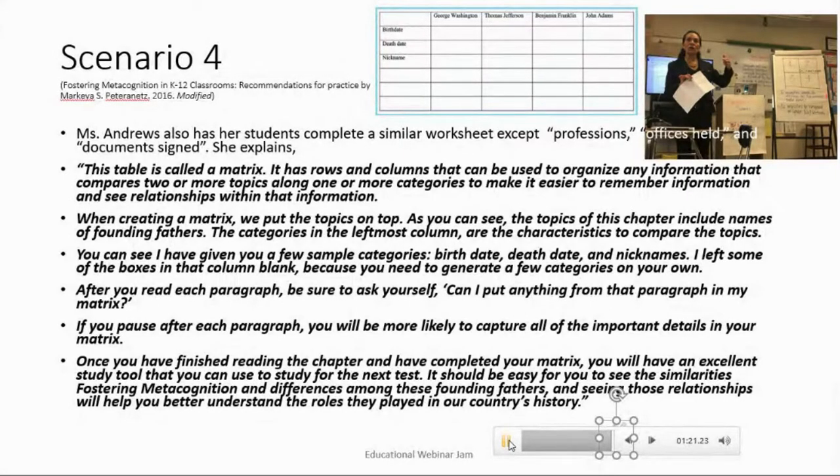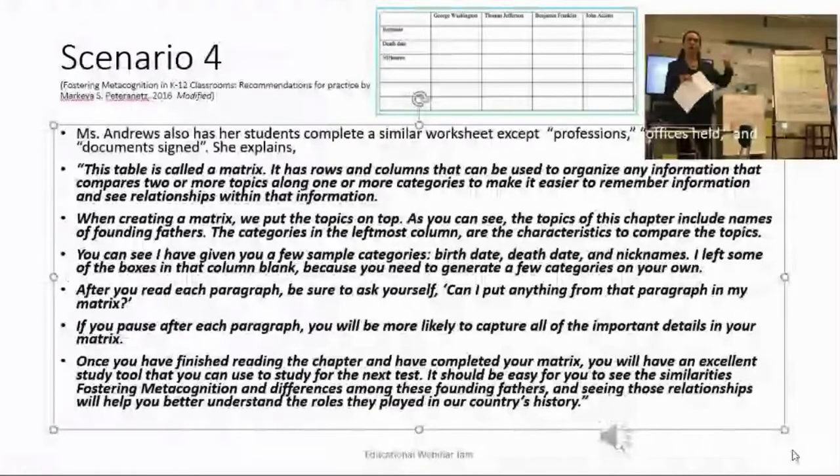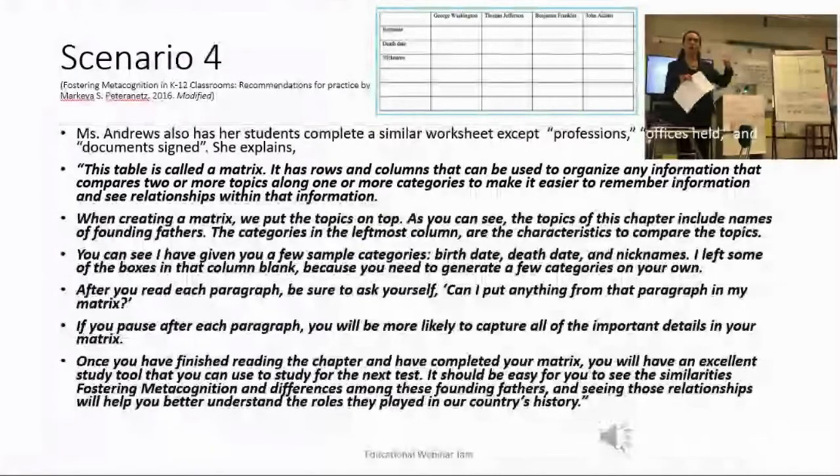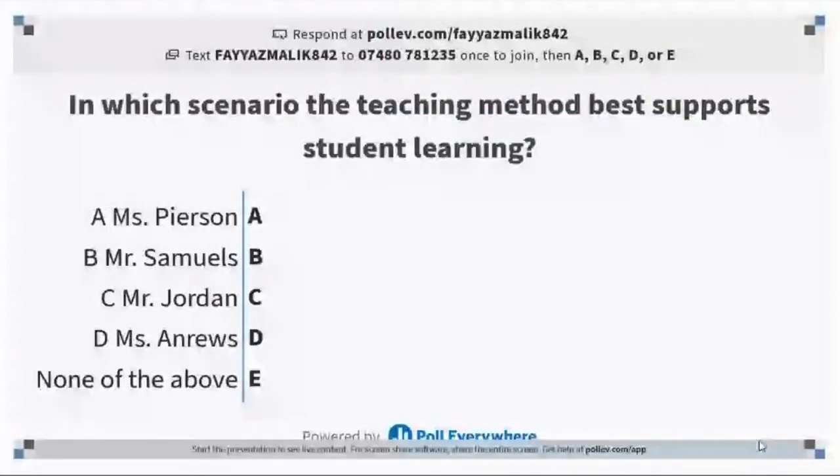All right. So I hope you understood all these three, four teachers' work and method. Can I hear a yes? Yes, we did. Thank you. All right. Okay. So now let's move to the question. The question is, in which scenario the teaching math supports the student learning? So you can unmute yourself and you can answer this question.